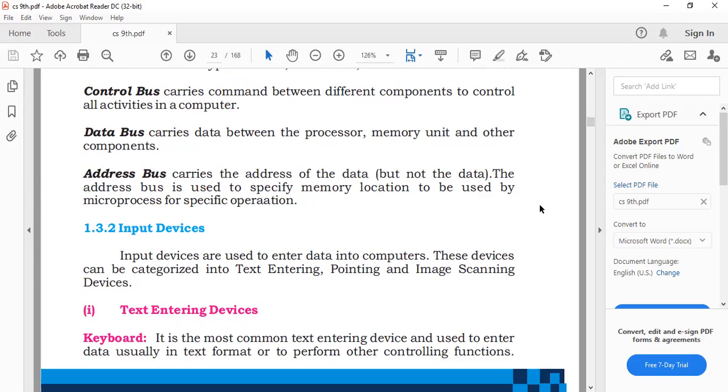The address bus is used to specify the memory location to be used by a microprocessor for a specific operation. So it is used for some kind of operation if there is a need in the memory location. It is used for a specific operation, not for a general operation.